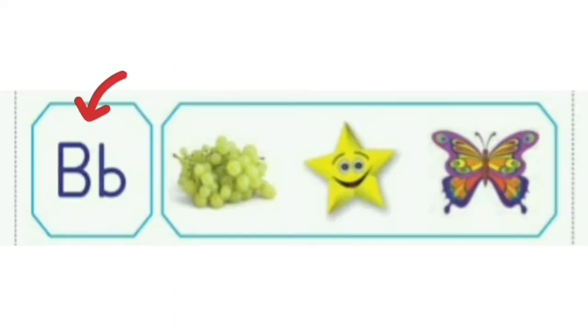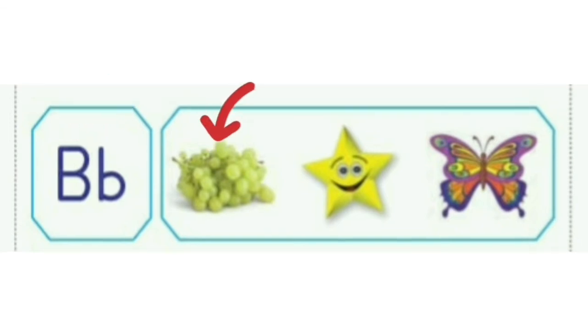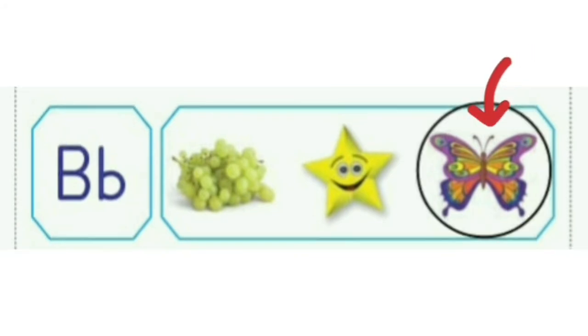Which alphabet is this? Alphabet B. Does grapes start with alphabet B? No. So we will not circle them. Does star start with alphabet B? No. So we will not circle it. Does butterfly start with alphabet B? Yes. So we will circle it.